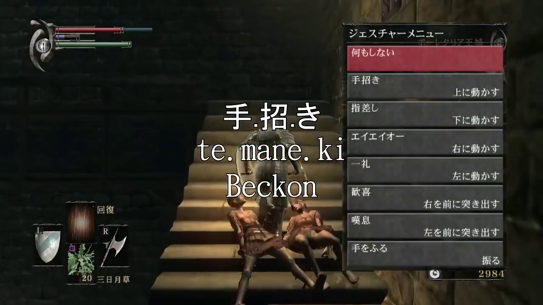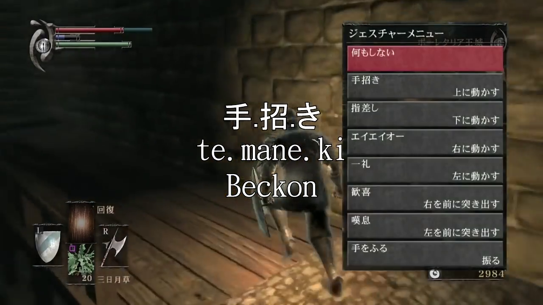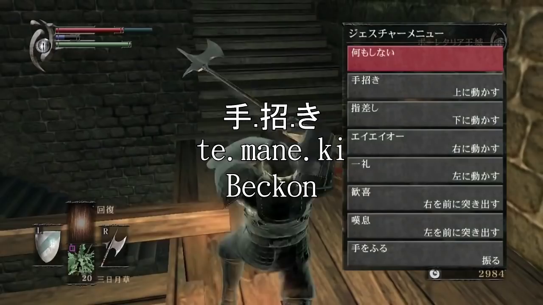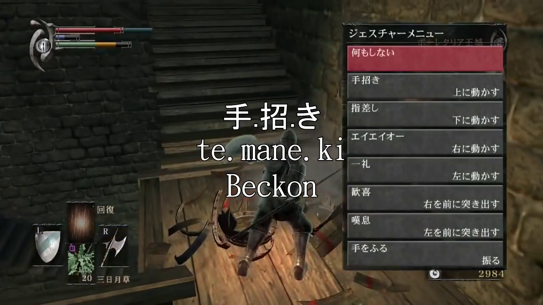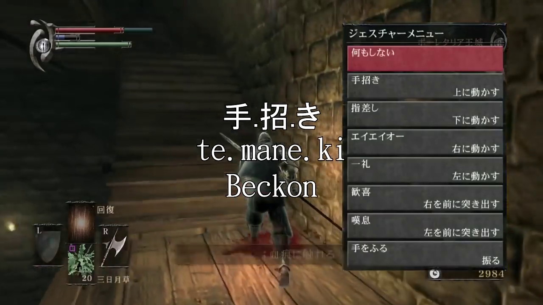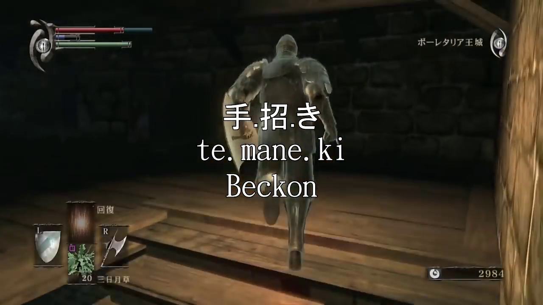Te maneki, beckon. Te is hand. Maneki comes from maneku, which means to invite. So te maneki is invite with the hand. You'll also notice that hand to the left is the radical of the character maneku.